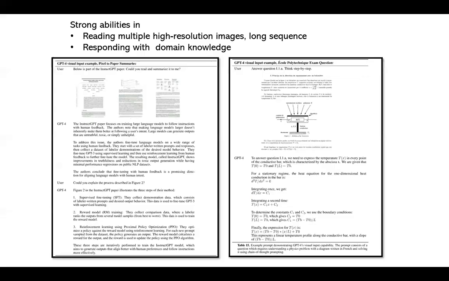I'll give you concrete examples. In the multimodal GPT-4 paper, we also show more complex reasoning results, right? For example, given a paper as input, ask the model to summarize the paper, and apparently it requires the model to understand multiple high resolution images, and it can handle long sequences, right? Sometimes when it responds, we require domain knowledge, and all of this requires large training or more compute, and this is not affordable for most researchers.